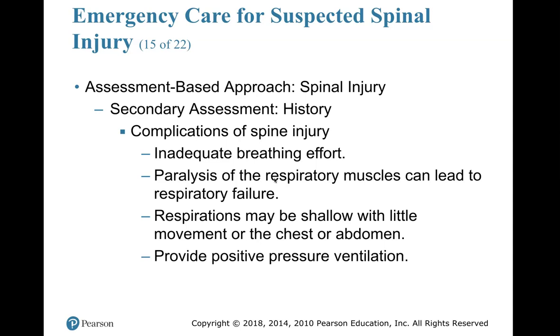Paralysis of the respiratory muscles can lead to respiratory failure. Yes, we have respiratory muscles, and yes, they can be paralyzed. So there you might have to ventilate. So you better start practicing your mask seal and your breathing rate. Know what your breathing rates are for different age groups. Also, the ability to place a King tube properly. Respirations may be shallow with little movement of the chest or abdomen. Always provide positive pressure ventilations if breathing is inadequate.